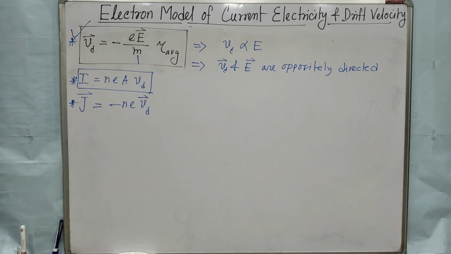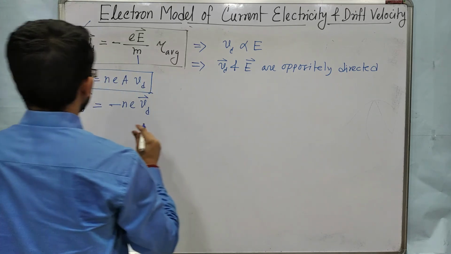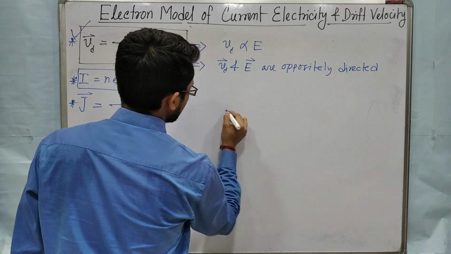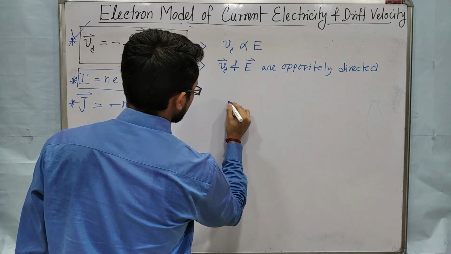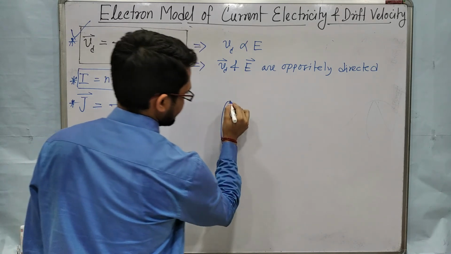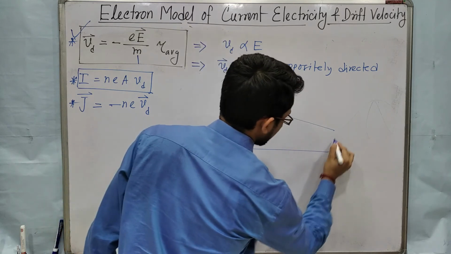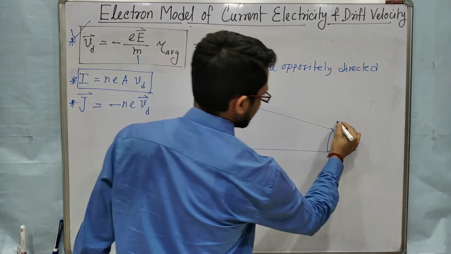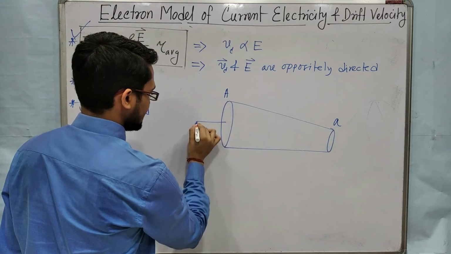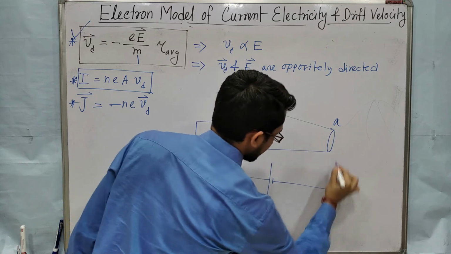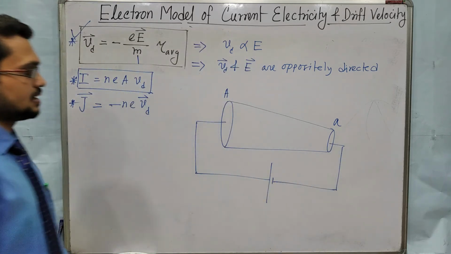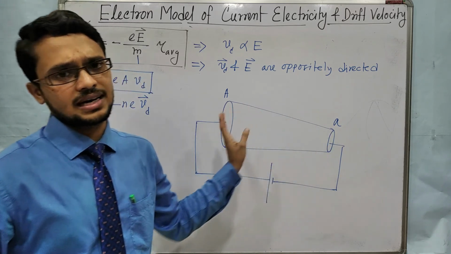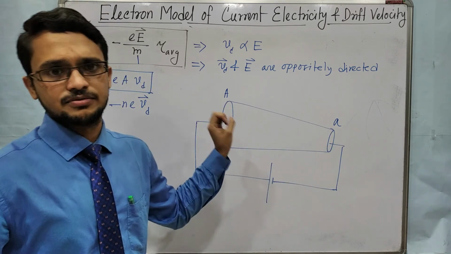That is for a particular current. Suppose I am taking only one conductor but with different cross sections. Here it is A, here it is small a, and it is connected to the external battery. If you divide them into many parts, they are all in series combination, so the current will be the same through each part.